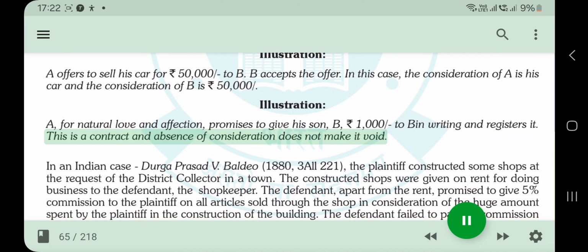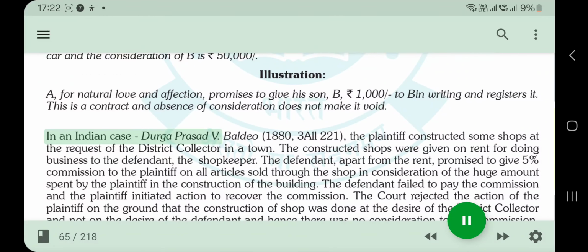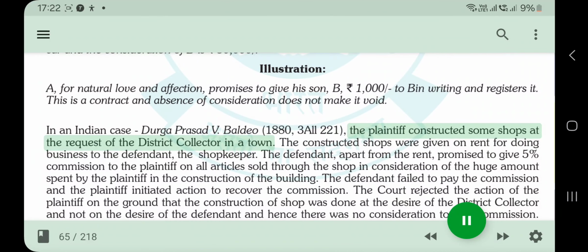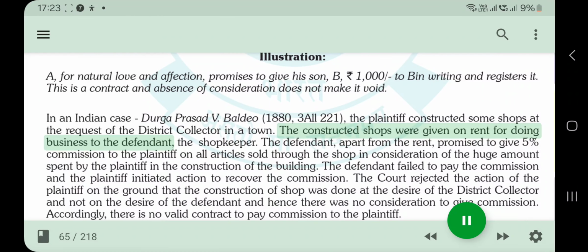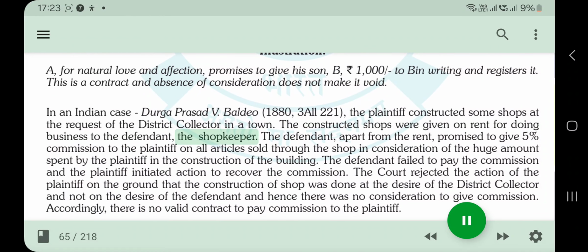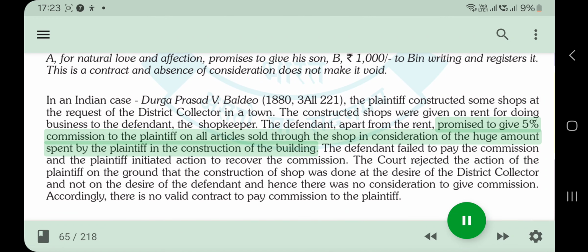This is a contract, and absence of consideration does not make it void. In an Indian case, Durga Prasad v. Baldeo, 1880, 3 All 221, the plaintiff constructed some shops at the request of the district collector in a town. The constructed shops were given on rent for doing business to the defendant, the shopkeeper. The defendant, apart from the rent, promised to give 5% commission to the plaintiff on all articles sold through the shop in consideration of the huge amount spent by the plaintiff in the construction of the building.